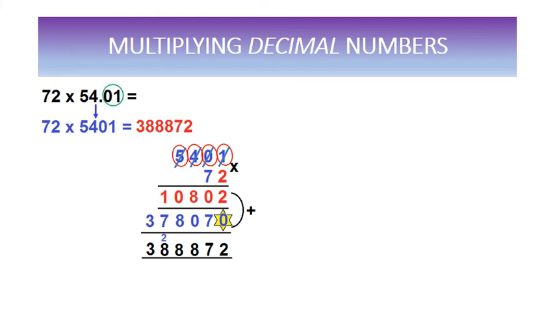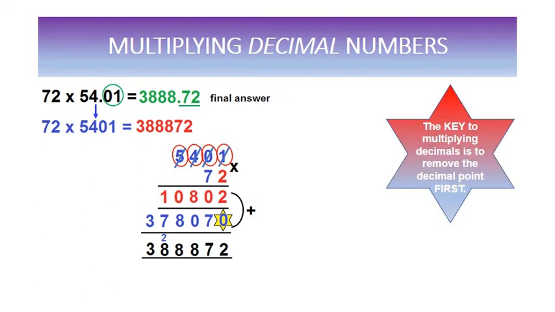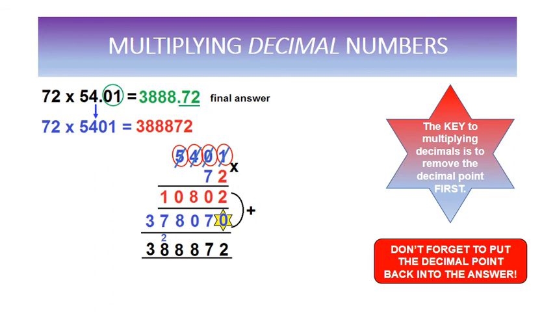are 2. There are no decimal places in the 72 because it's a whole number. So we have to make sure that we have 2 decimal places in our answer. So we have to put the decimal point back into that number, and we put it there so that the 7 and the 2 are to the right of the decimal point. So that is our final answer. And just to remind ourselves, the key to multiplying decimals is to remove the decimal point first, and don't forget to put it back into our answer.